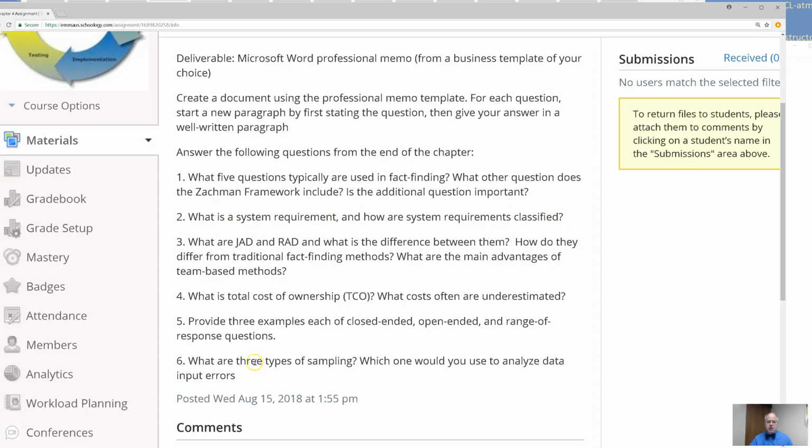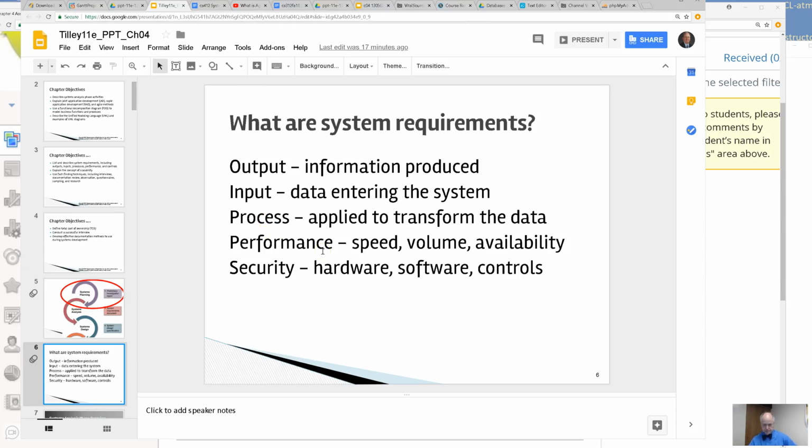These questions aren't going in the order they were presented in the chapter. They get to the questions towards the end of the chapter. They talk about requirements at the beginning. So let's take a look at that first.